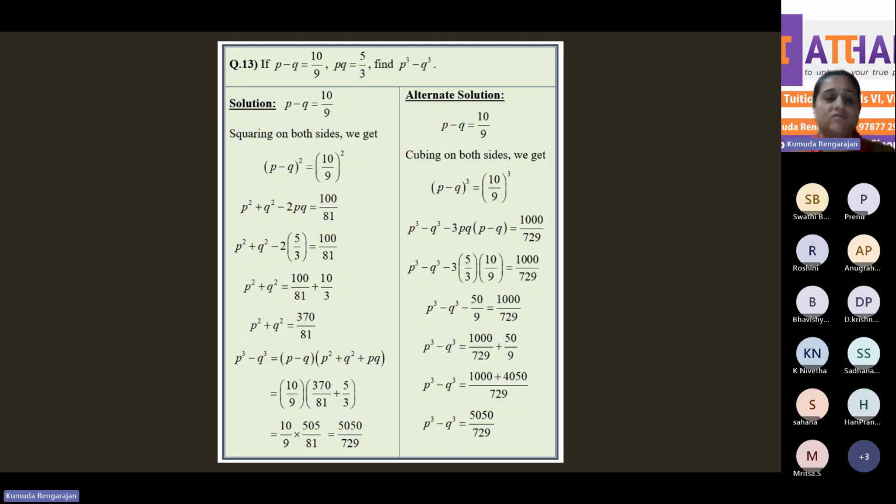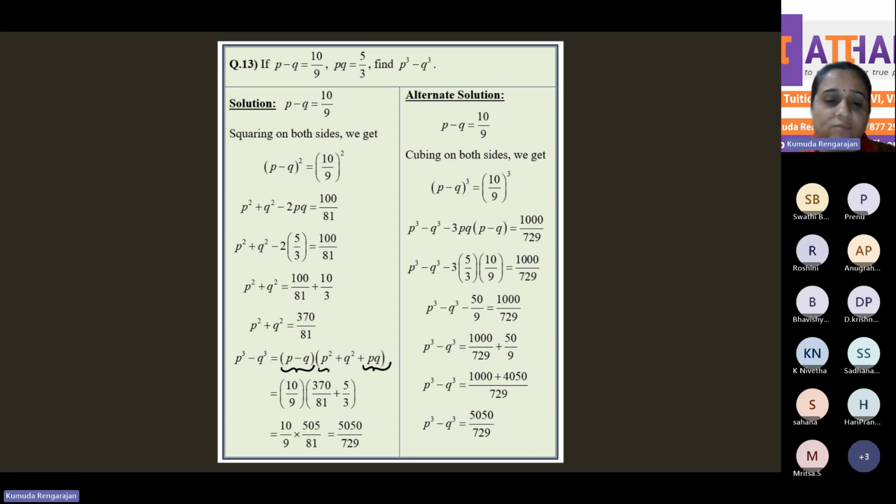Okay, so that's what you see in the first working. So in the first working, why have we done all this? Because if you have to evaluate p cubed minus q cubed using this identity, a cubed minus b cubed is equal to a minus b into a squared plus ab plus b squared, then you need the values of p minus q. That's there in the question, 10 by 9. You need the value of pq. That also is there in the question, 5 by 3.